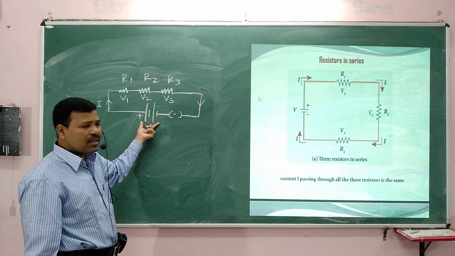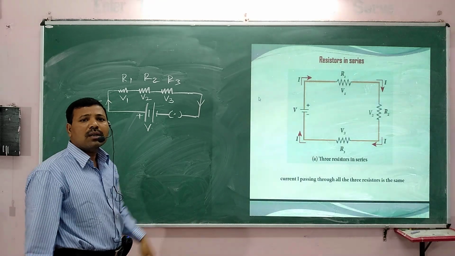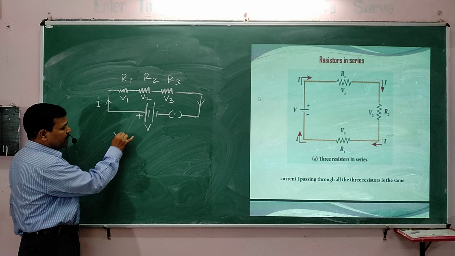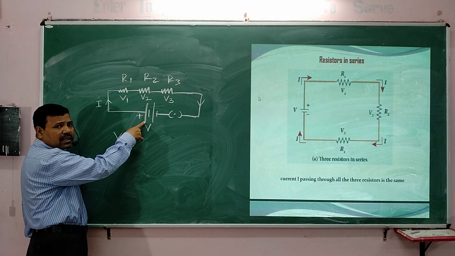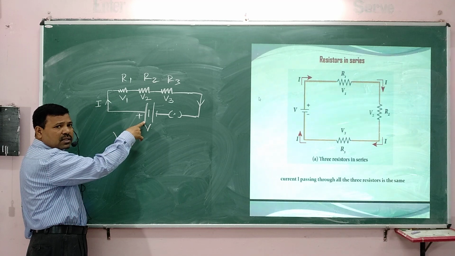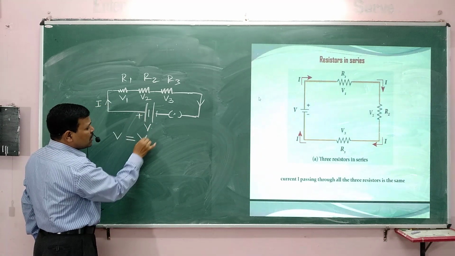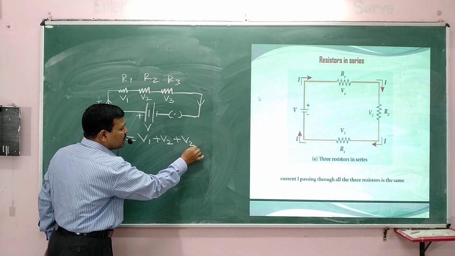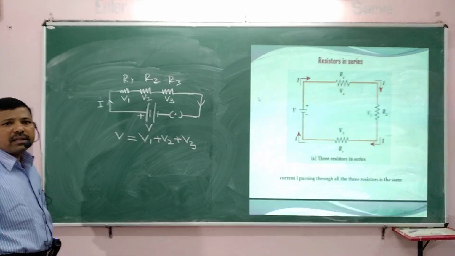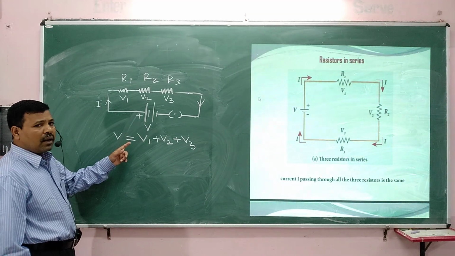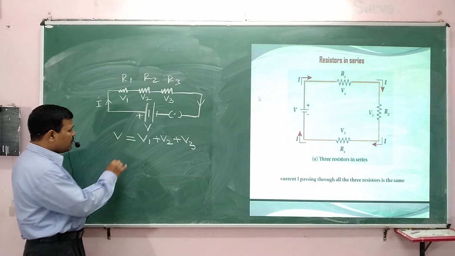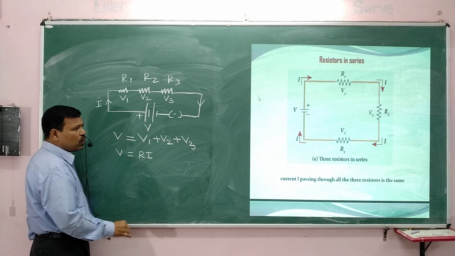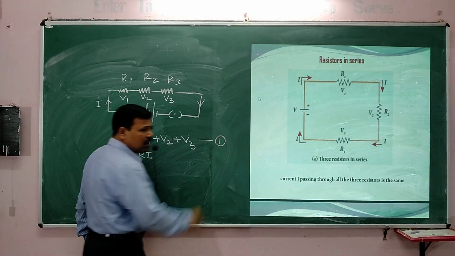The total potential difference would be the sum of the individual potential differences. So we can write that the net voltage, the total potential difference across the combination, is equal to the sum of the individual PDs, the sum of the individual potential differences. As we know, by Ohm's law, V is equal to Ri. Call this equation number 1.